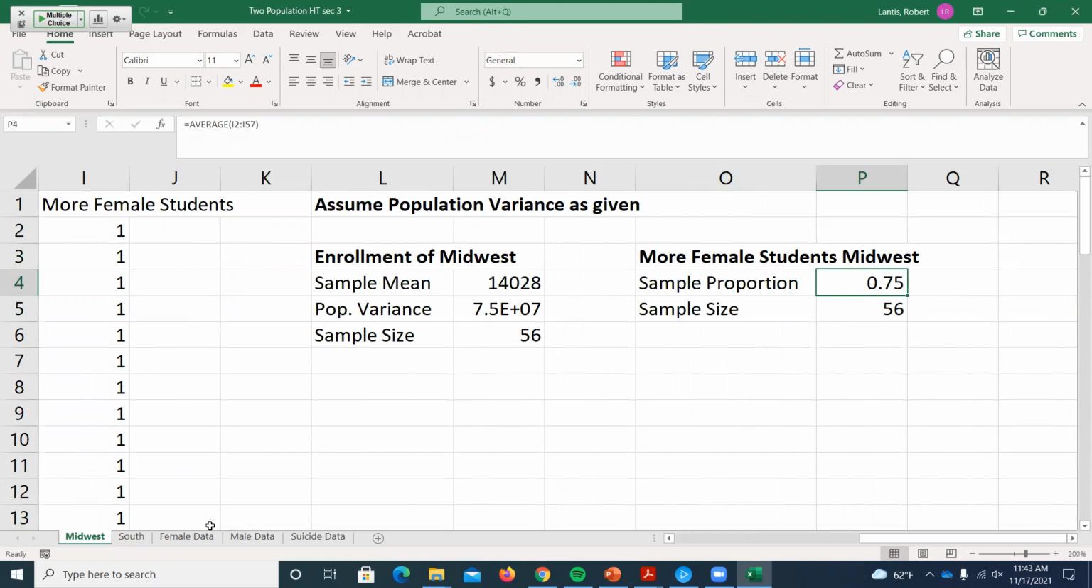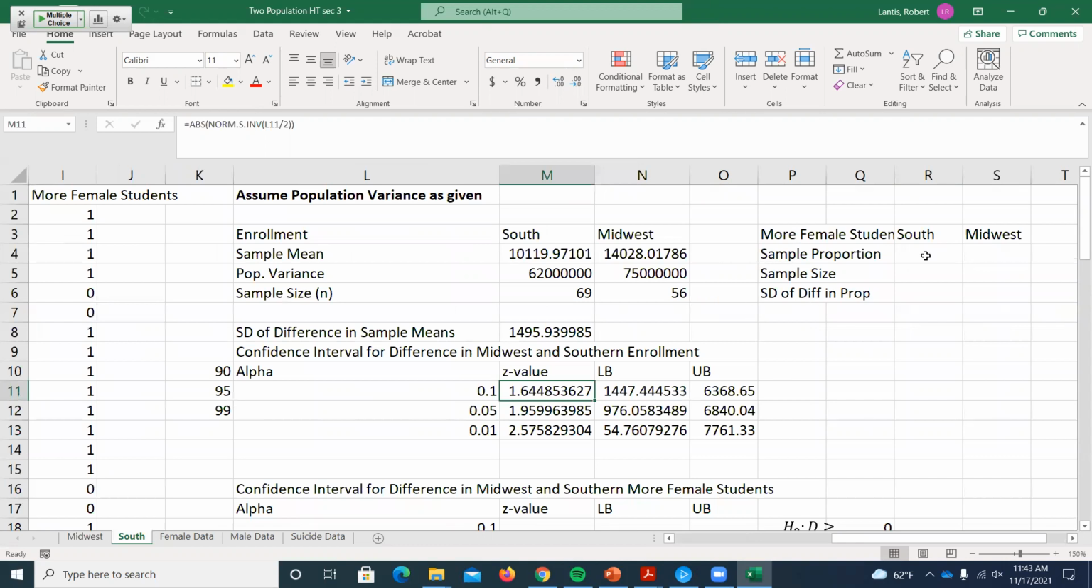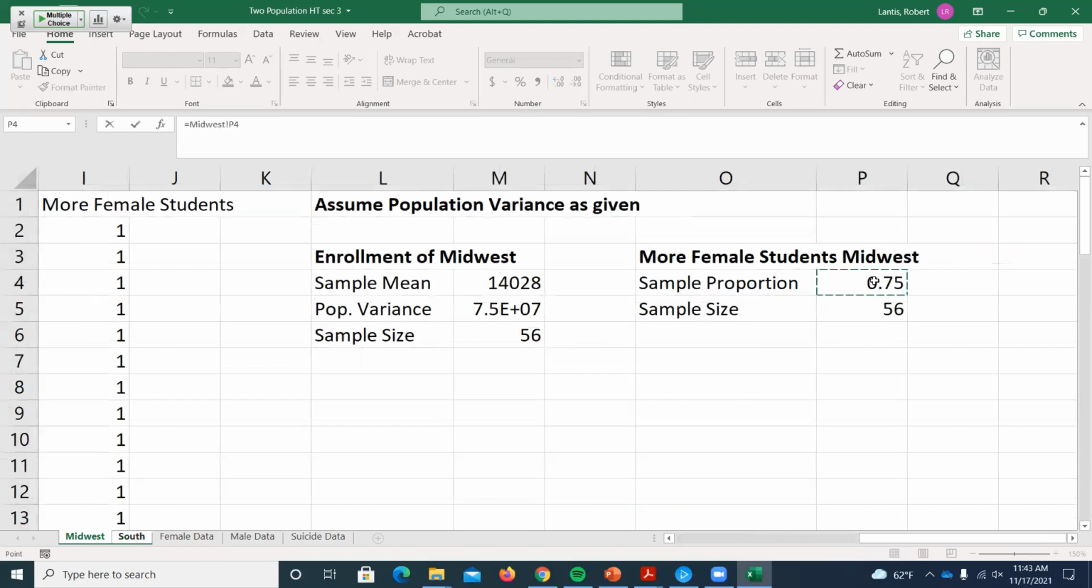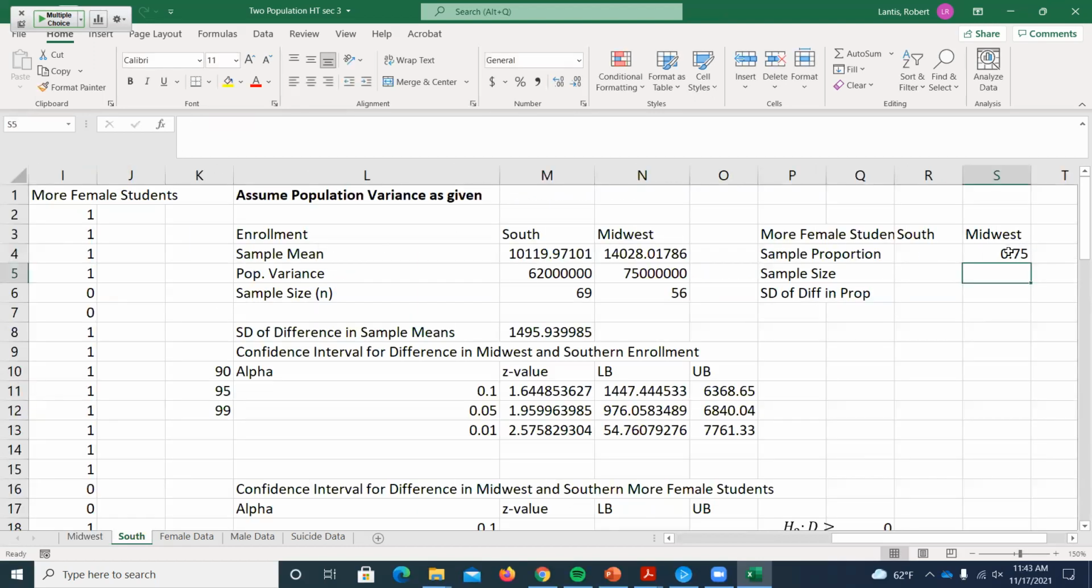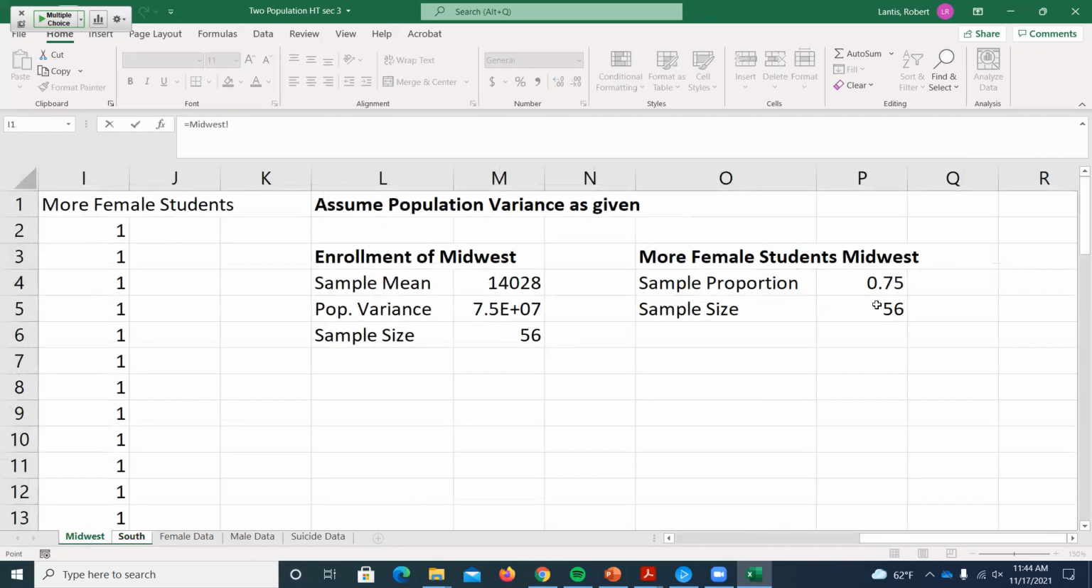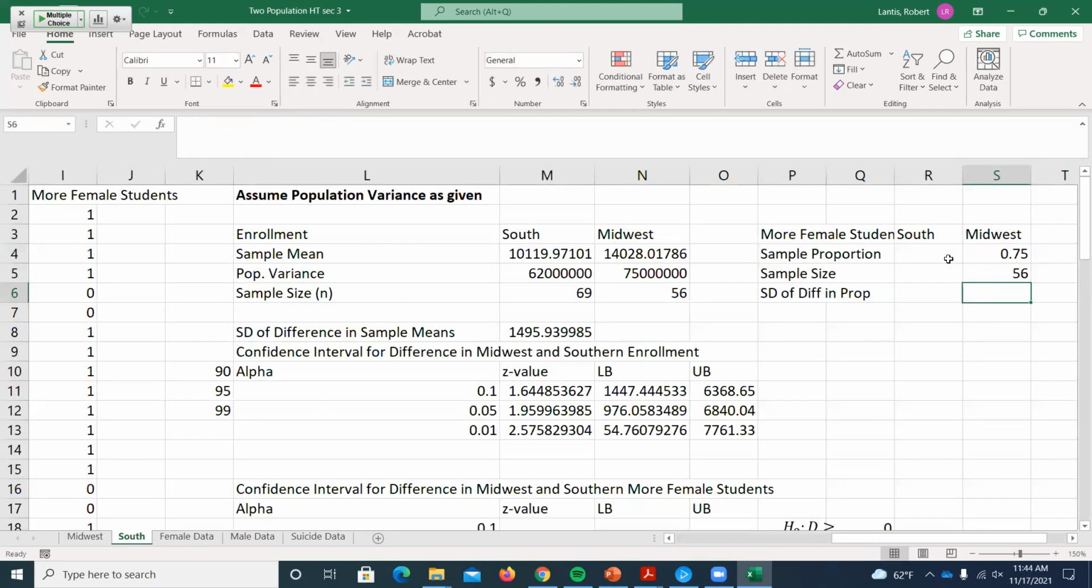Okay. I then go to my South worksheet, and I'm going to use that little thing where I want to take the Midwest values and put them over here on this sheet, right? So that was just a matter of putting that equal sign, clicking on the sheet that I wanted to grab the value from, and then clicking on the cell that has that value in it. And now I've got the Midwest values here. Okay. Let me make this, there we go.